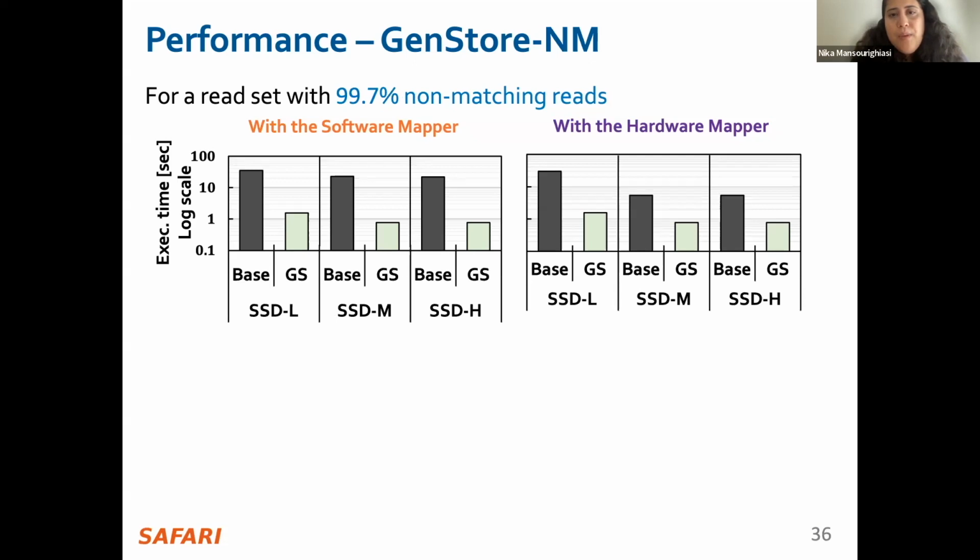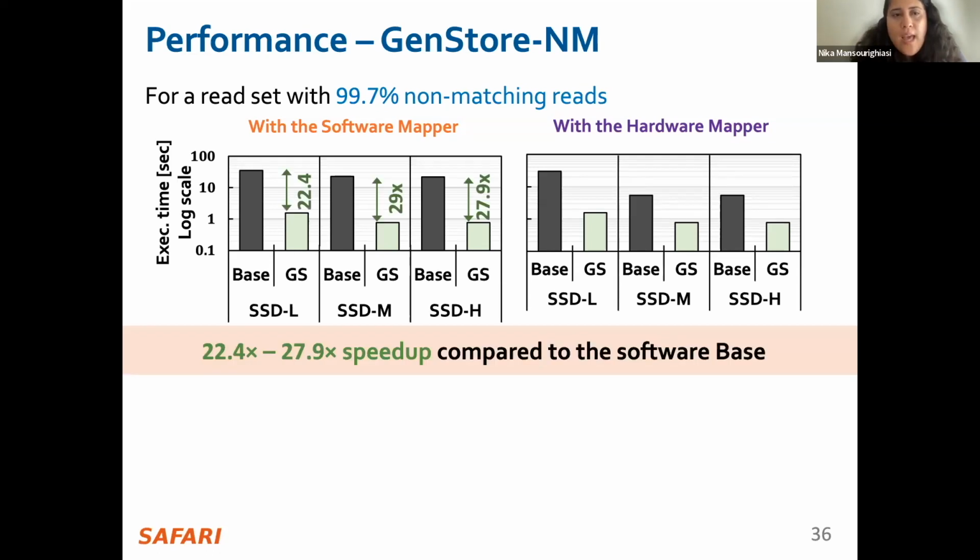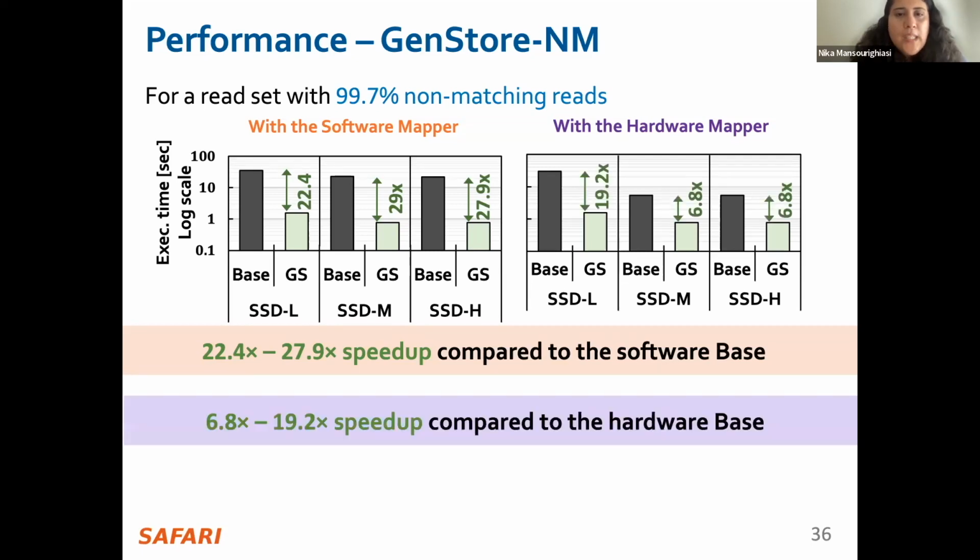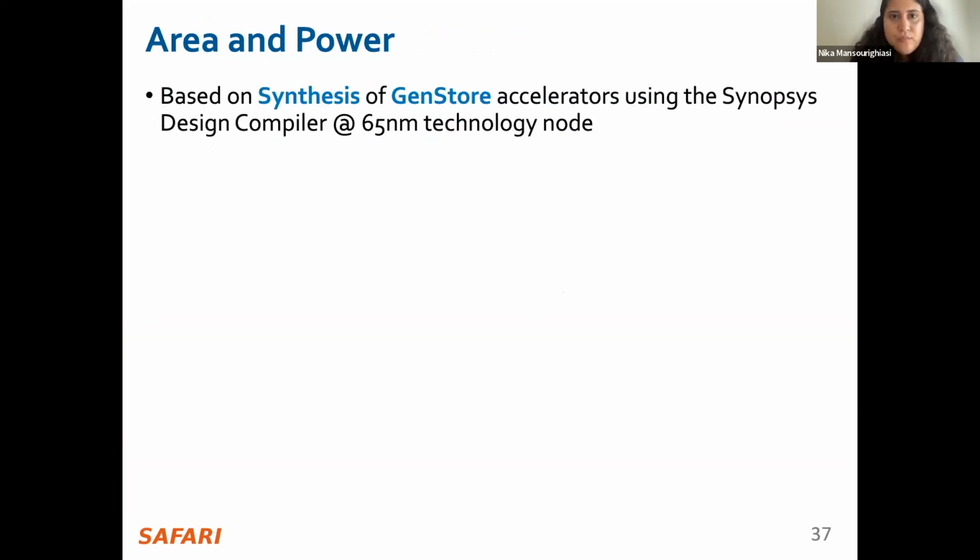And we also analyzed the benefits of GenStore-NM for a 12 GB long read set with very high degree of genetic variation compared to the reference genome, where 99.7% of reads do not match any subsequences in the reference. And we show the benefits of GenStore on software and hardware read mappers, and show that it provides up to 27.9 times the speed up compared to the software baseline and up to 19.2 times the speed up compared to the hardware baseline, and on average 27.2 times energy reduction.